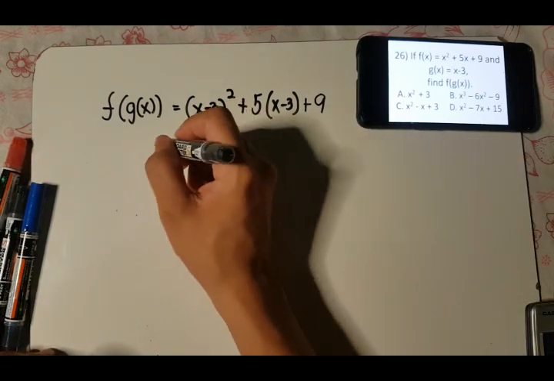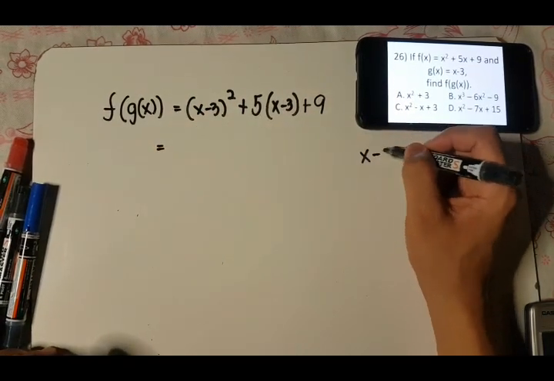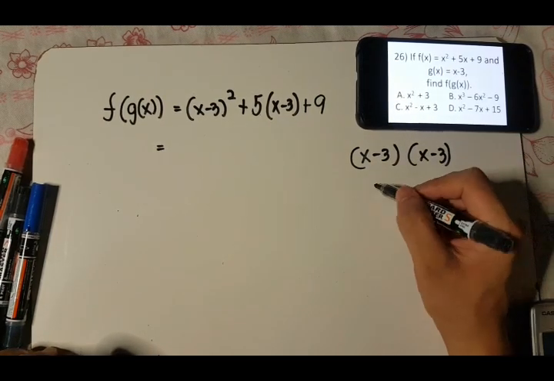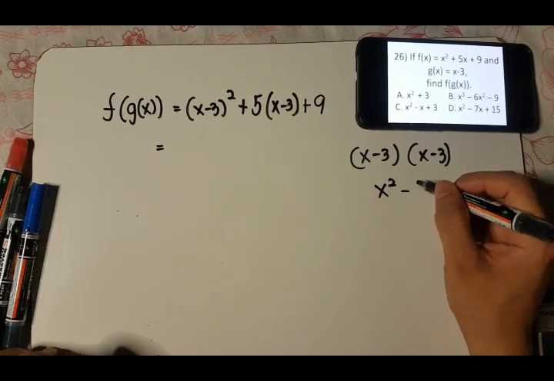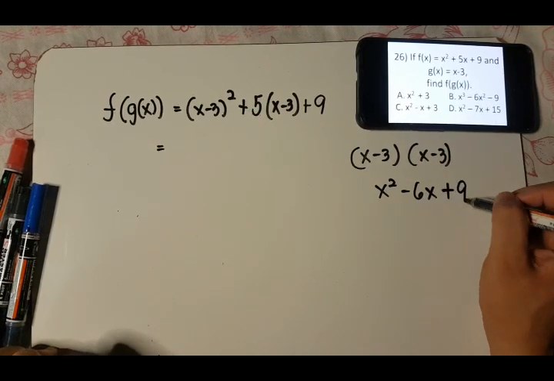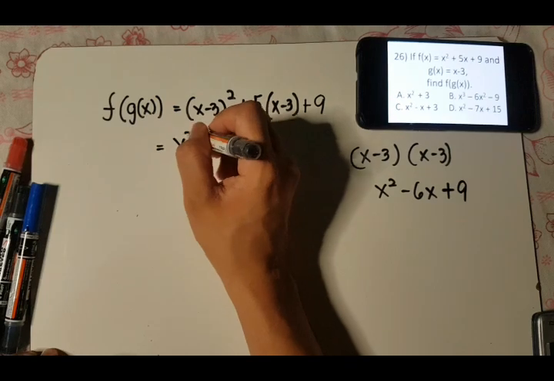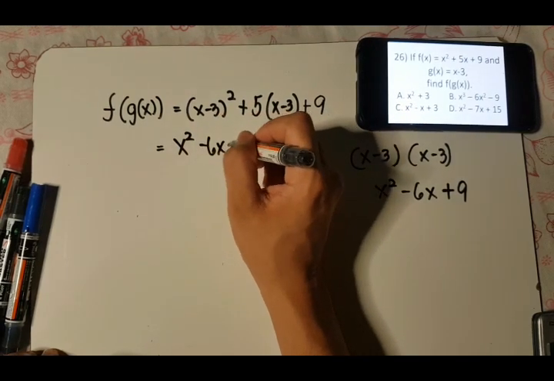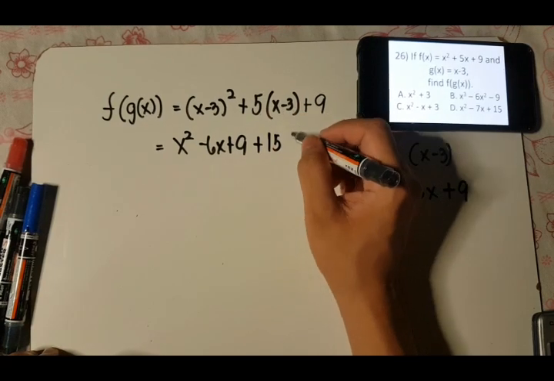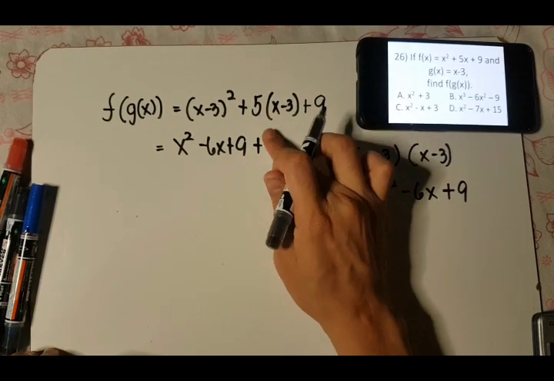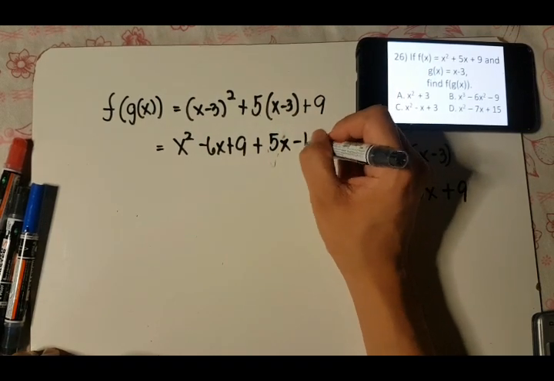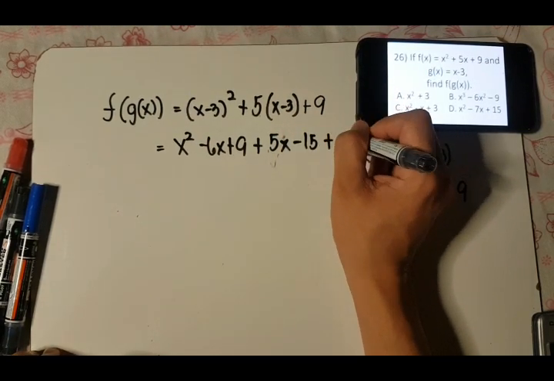So, x minus 3 squared. So, let's use FOIL method here. X squared minus 6x plus 9. So, x squared minus 6x plus 9 plus 5x. Distribute lang natin. Minus 15 plus 9.